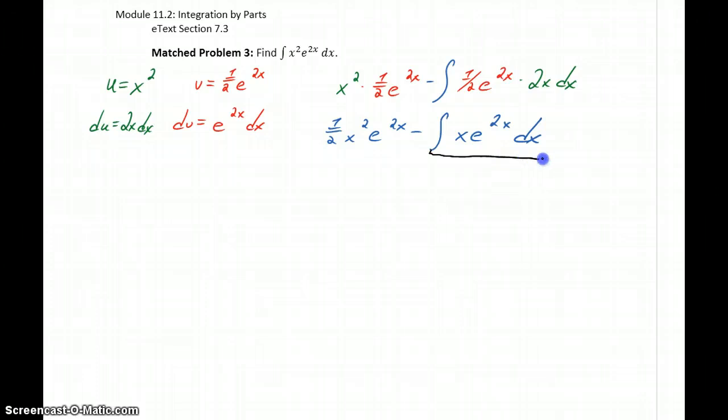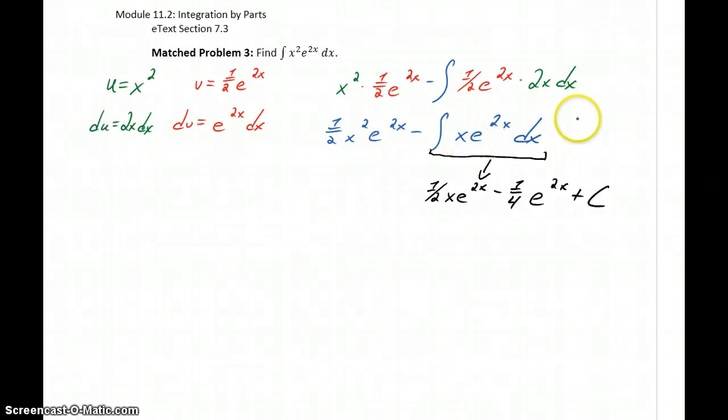But what we already found in matched problem 1 is that this integral ends up becoming 1/2 x times e to the 2x minus 1/4 e to the 2x plus some constant c. So this result we already came up with. So if we didn't have that, we would apply integration by parts to this one more time. And to apply that integration by parts, again, we would let u equal x and dv equal e to the 2x dx.